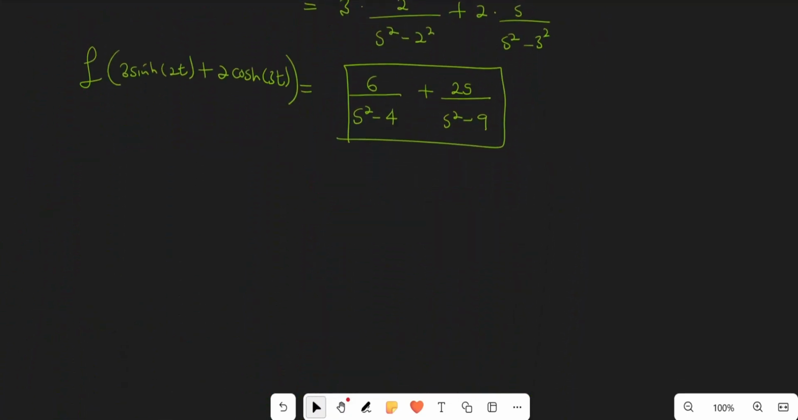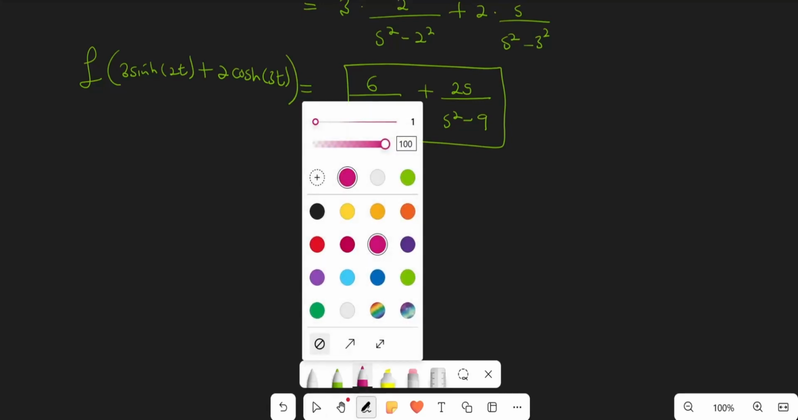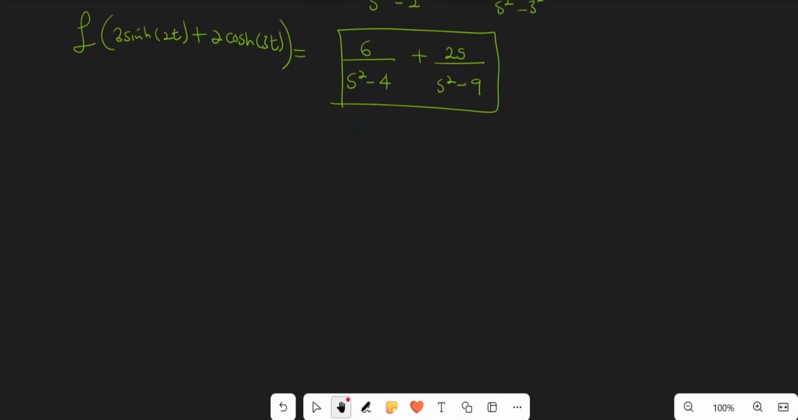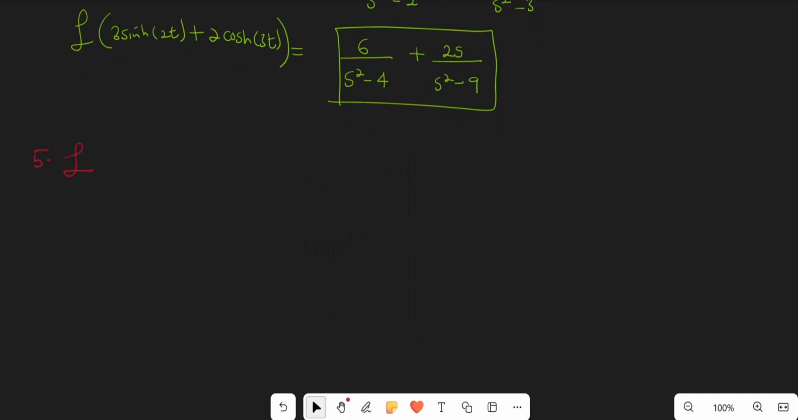Now the fifth one, we are going to find the Laplace transform. So I'm going to do this one in red. You are going to find the Laplace transform of this function, that is e to the 2t multiplied by sine of t plus e to the t multiplied by the cosine of 2t, like this. So using the linearity property, this is the Laplace transform of e to the 2t multiplied by sine of t, right? And now plus the Laplace transform of e to the t multiplied by cosine of 2t, like this.